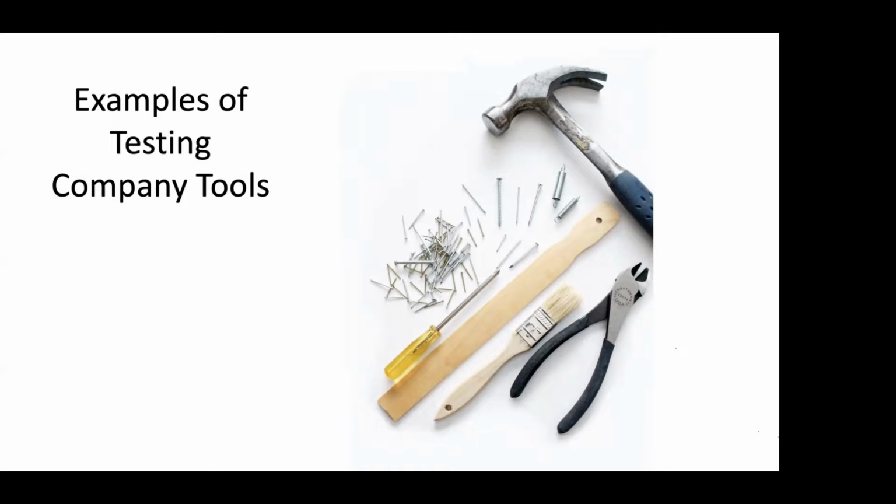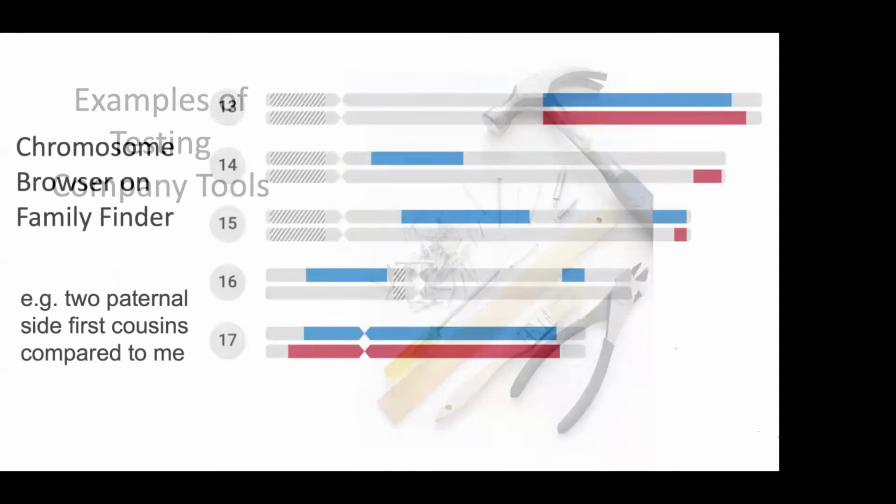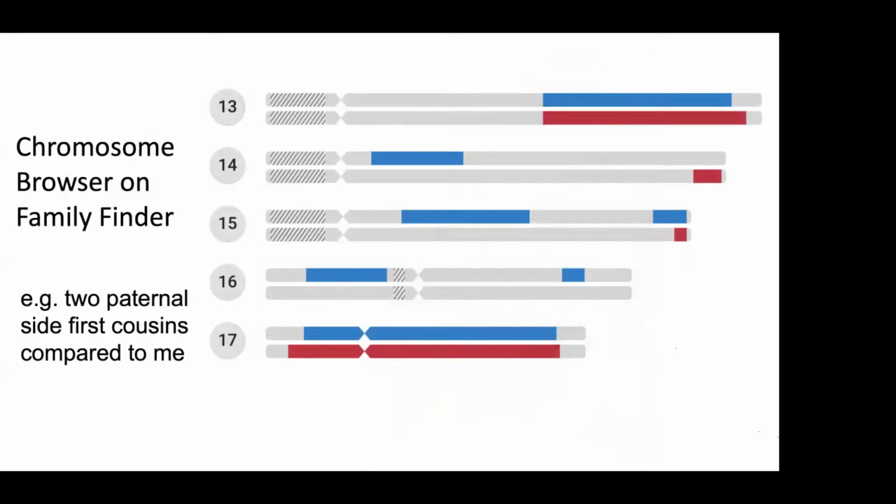Okay, each company provides some on-site tools that help you go well beyond the basic list of genetic matches, and I'm going to show you a few of my favorites. Several of the autosomal DNA tests, as I mentioned, have a chromosome browser. This lets you see where you and a match share the same DNA segment on the same chromosome.